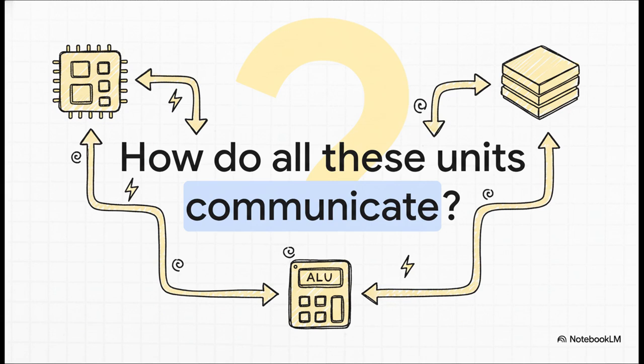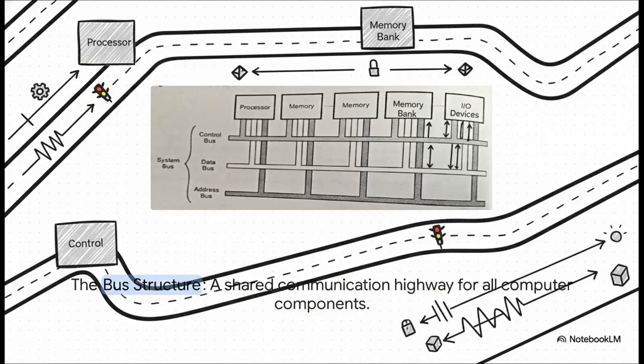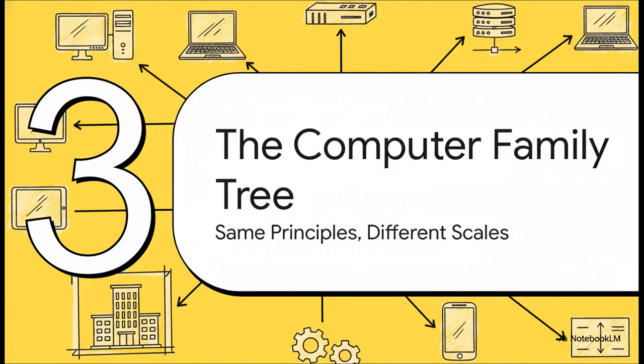So a logical question pops up, right? How does that instruction actually get from the memory to the processor? And how does the result get from the processor back to memory? How are all these separate parts talking to each other? The answer is the bus structure. The best way to think of a bus is as a shared digital highway that connects all the major components. And this highway has 3 lanes. The address bus, which says where the data is going, the data bus, which carries the actual information itself, and the control bus, which is like the traffic signals, directing everything and making sure it all happens in the right order.